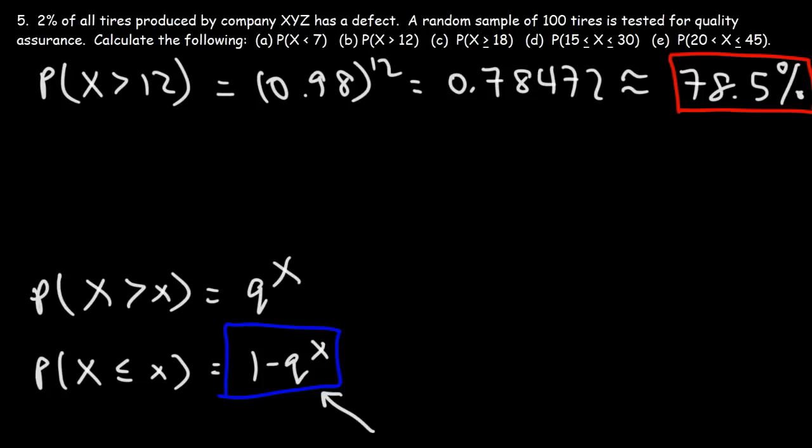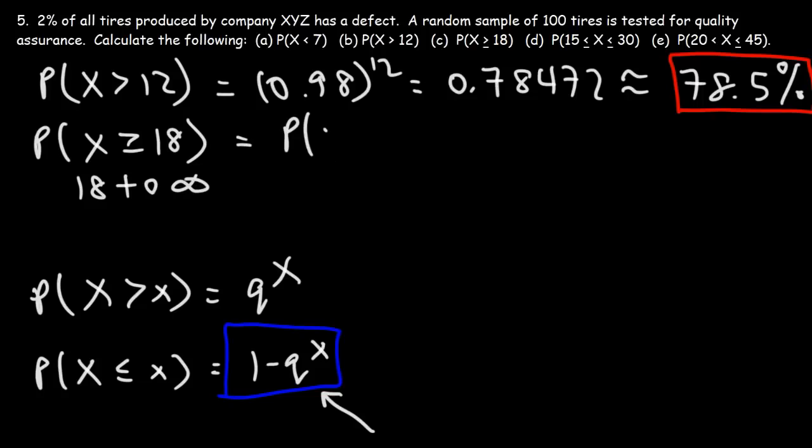Now let's move on to part C. So what is the probability that the defect will be found from sample 18 to sample infinity, or x is greater than or equal to 18? So we're going to use this formula again, but we need to change it into this form. So this is between 18 to infinity. So we could say that we're looking for the probability that x is greater than 17, because this does not include 17, but it includes everything beyond 17, which is, once again, 18 to infinity.